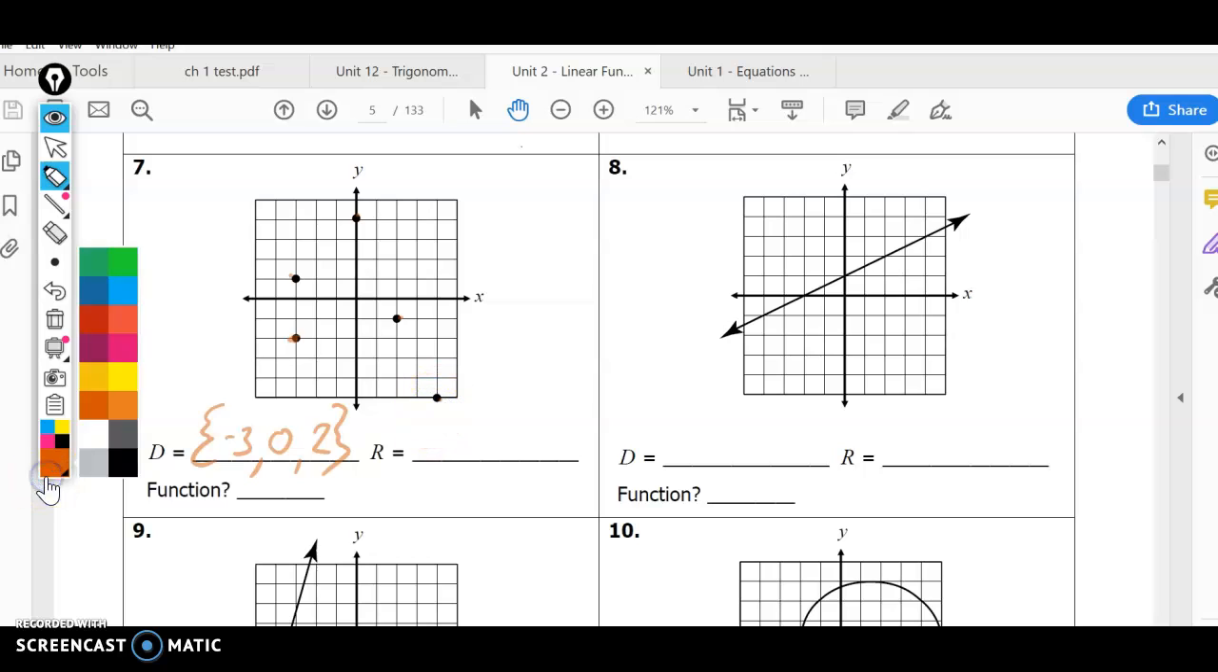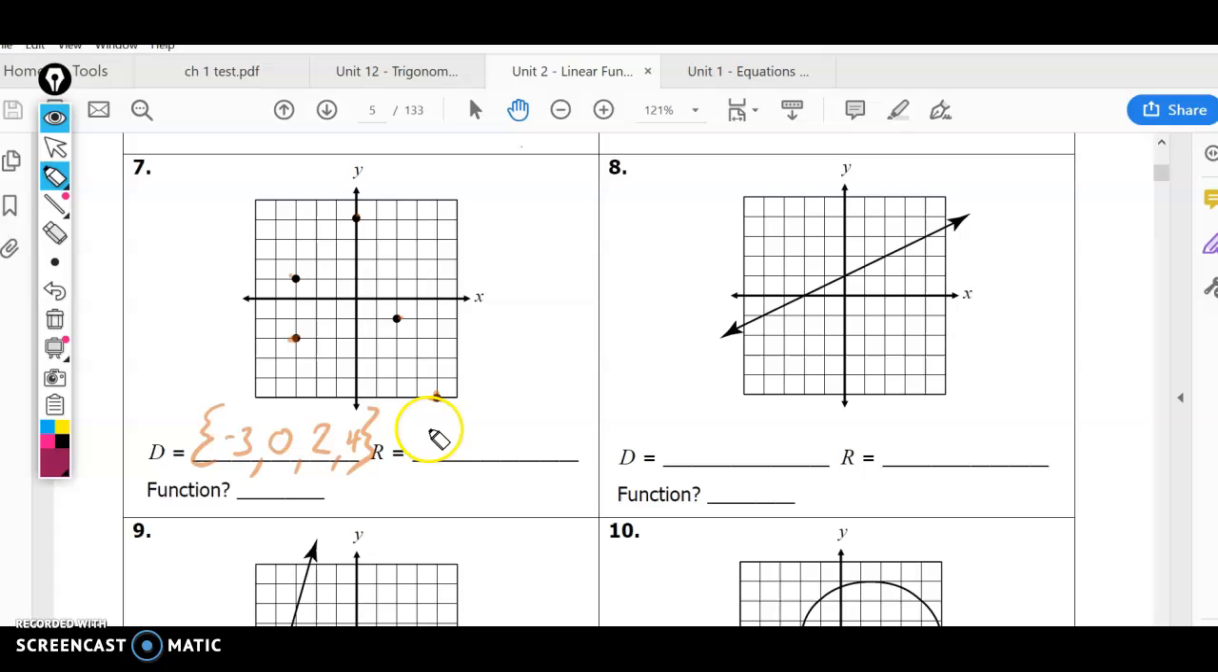For the range, you're looking at the y's, and you're going lowest to highest. Actually, I think I forgot one for the domain. There was one hiding all the way in the corner, right here. So that is 1, 2, 3, 4. Good catch, Mr. Kalman.